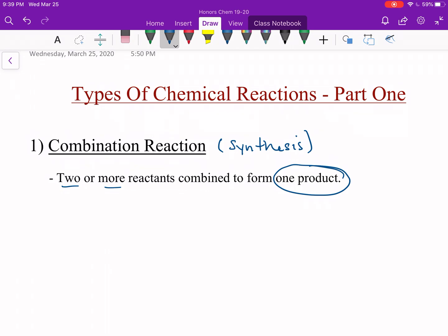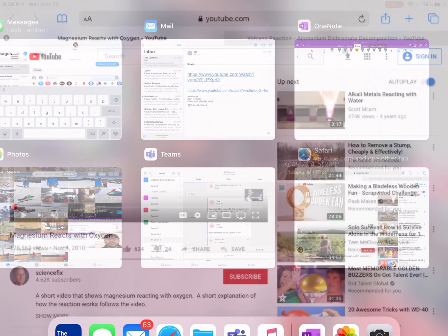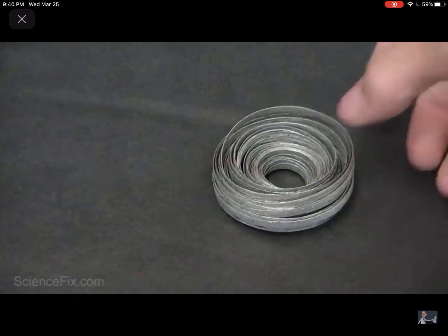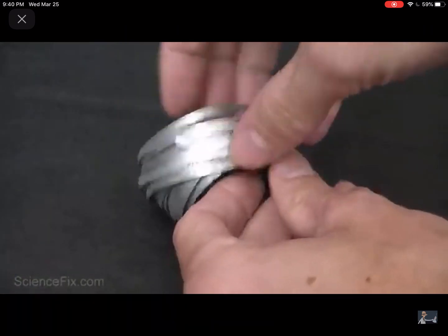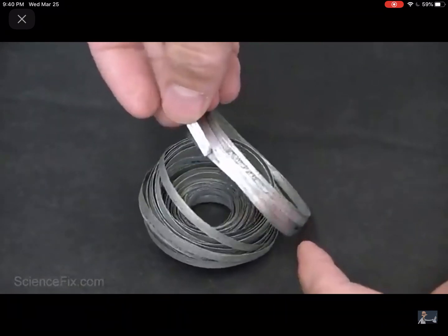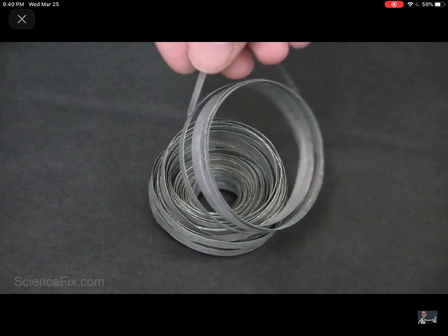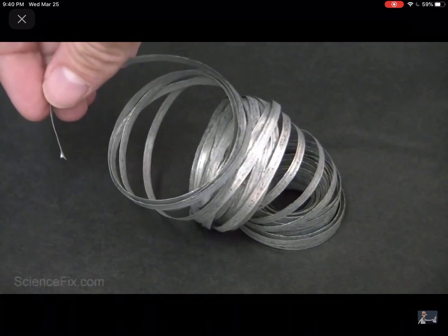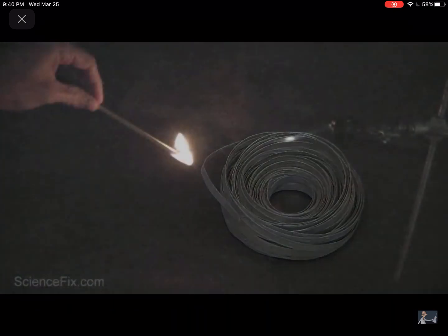Let's take a look at a common combination reaction. Here's a video of it. What we're going to see is the reaction of magnesium metal with oxygen gas. Here's our magnesium metal: shiny, malleable, flat, ductile. It has all those properties of a metal. It's a fairly soft metal, as you can see. But it has one really special property.